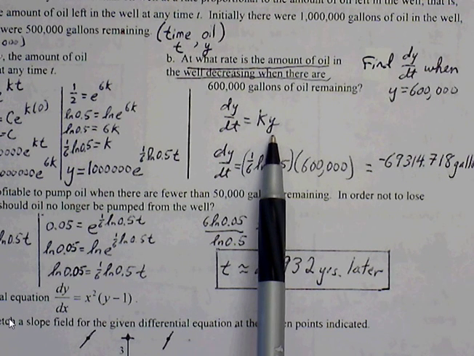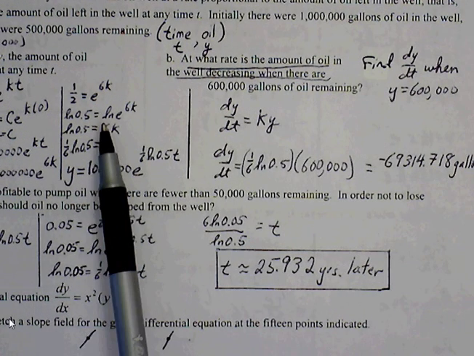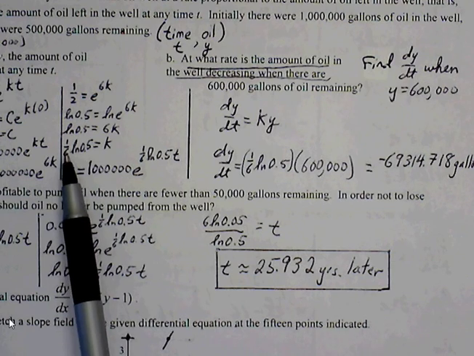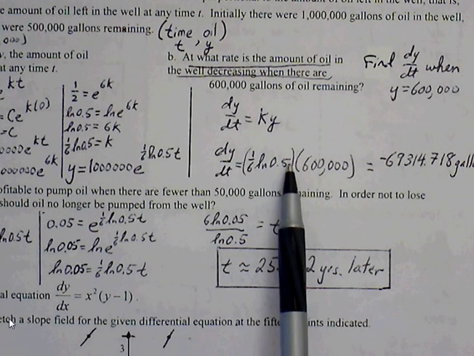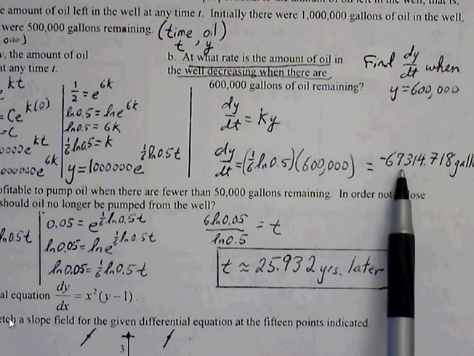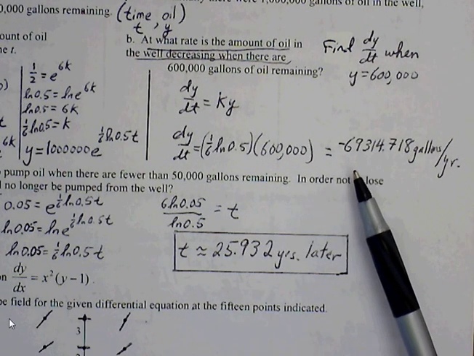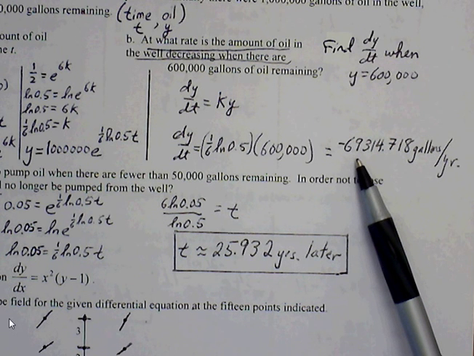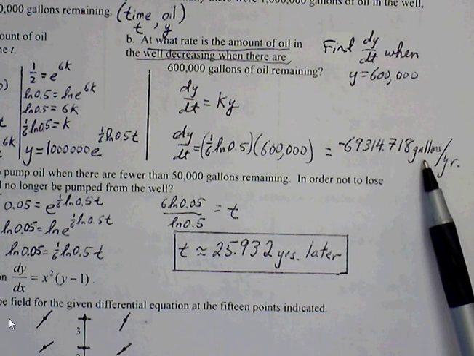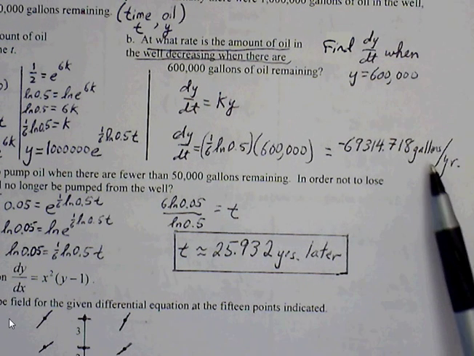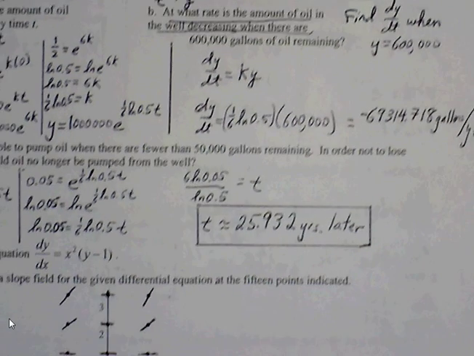We can plug in 600,000 for y, and for the k value we found in part A, we know k is (1/6) ln 0.6. So we plug that in for k, and we just put that in our calculator to get dy/dt. So the amount of oil is decreasing at a rate of 69,314.718 gallons per year. This is a rate, so we have to write our units in terms of a rate as well. Okay, part B.